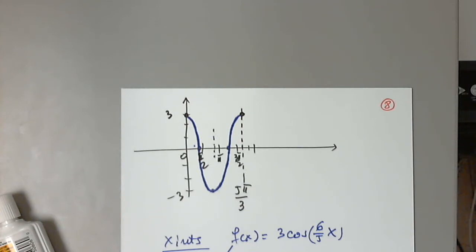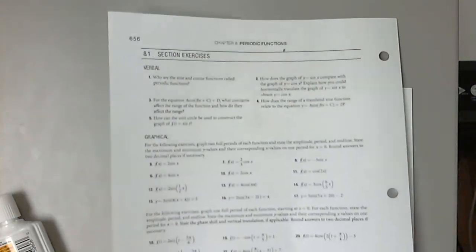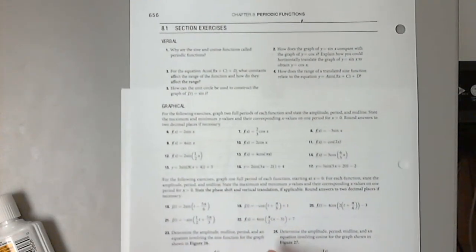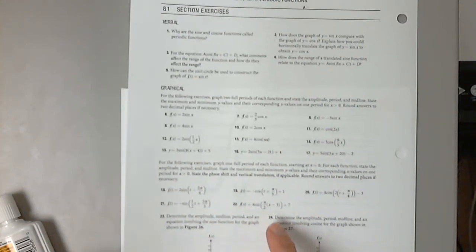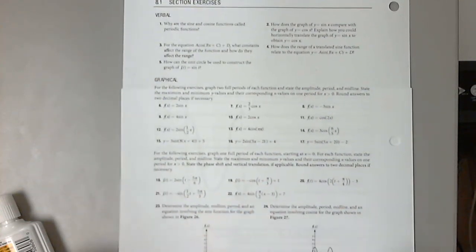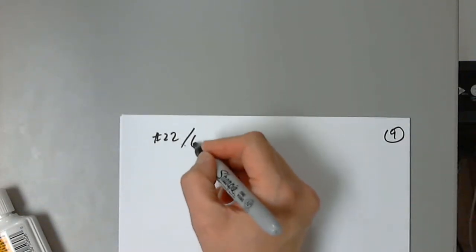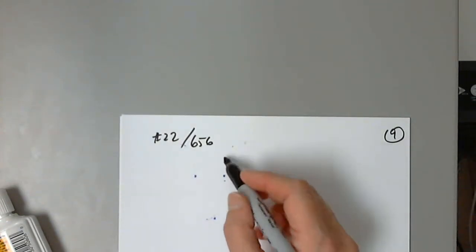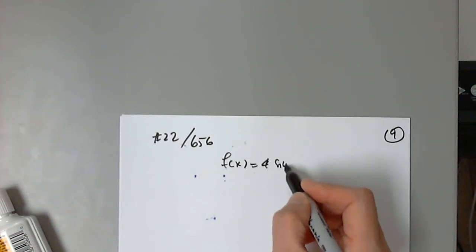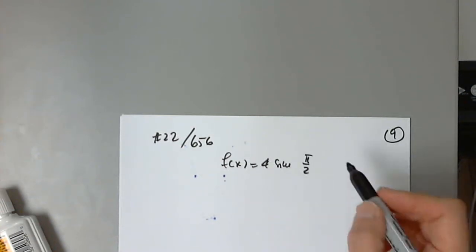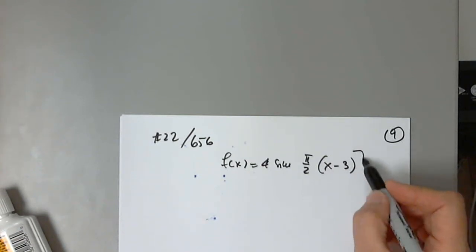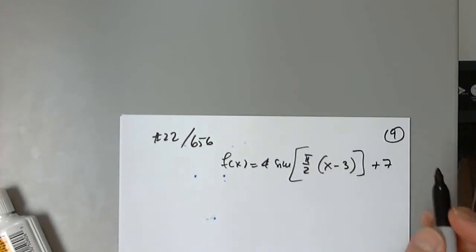Should we look at another? Yes. Very good. What about this one, 22? On 656, f of x equals 4 sine pi over 2 x minus 3 plus 7.